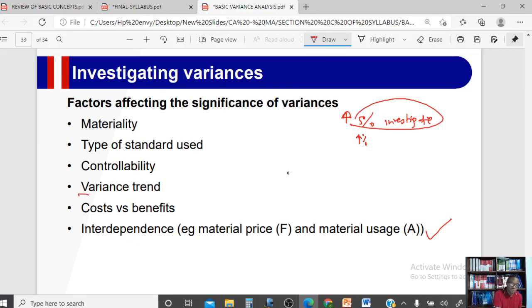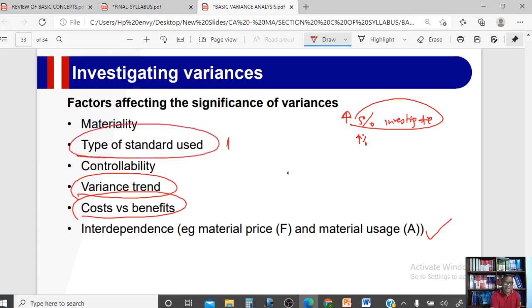So again, we'll look at the trend. Are we having regular adverse variances, sustained adverse? That means that we need to look at something and see whether the original budget needs to be amended as well. So here again, the cost versus the benefits of this is put in use. And then what type of standard are we using? Is it an ideal standard? Is it an attainable standard? Or what is it? Because all these ones, as I said, can influence human behavior.